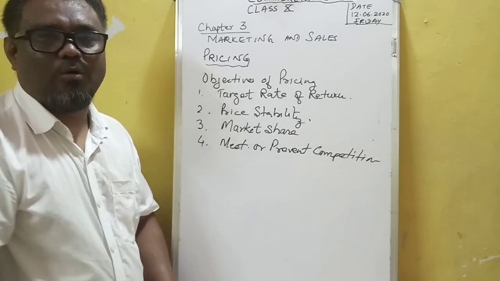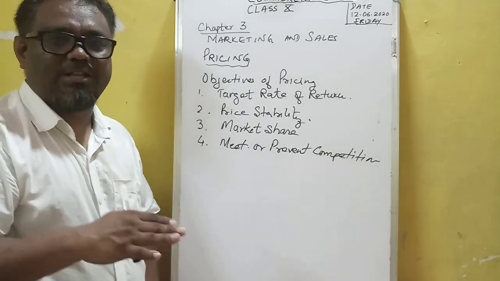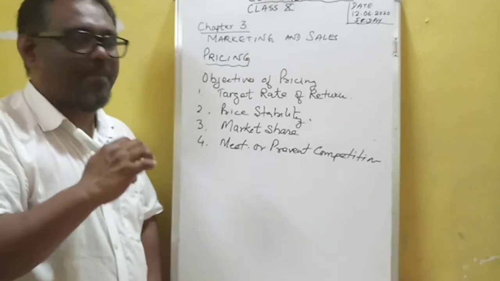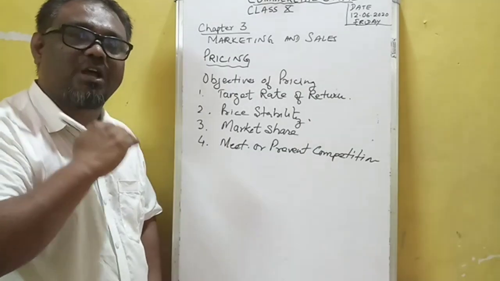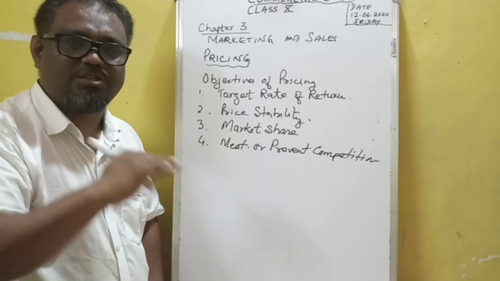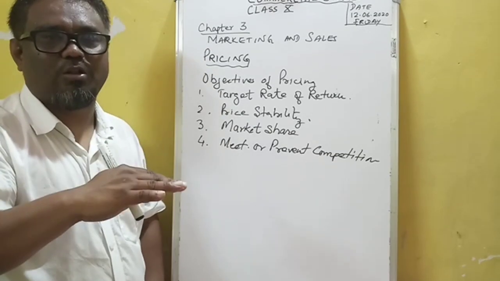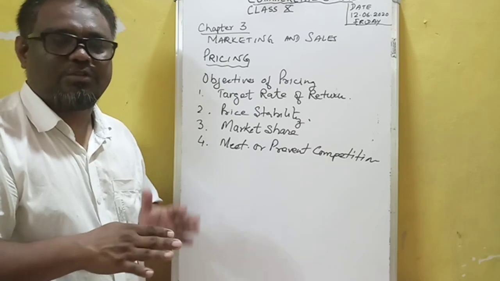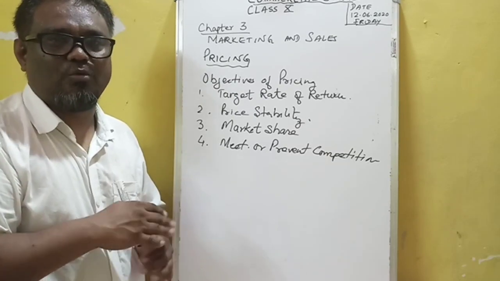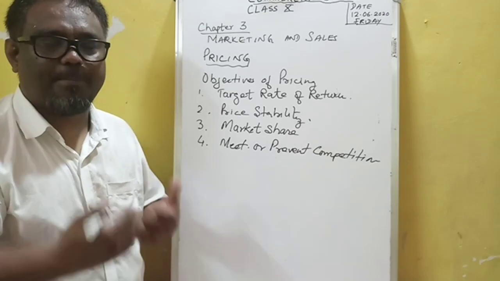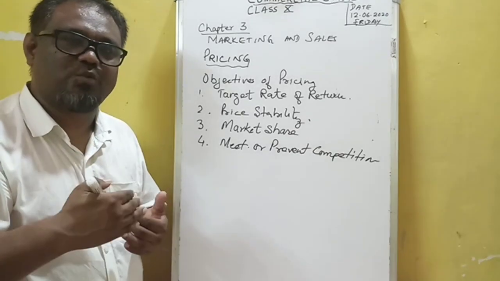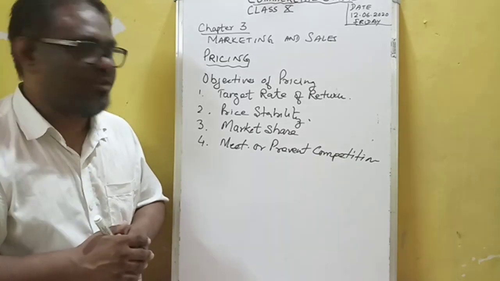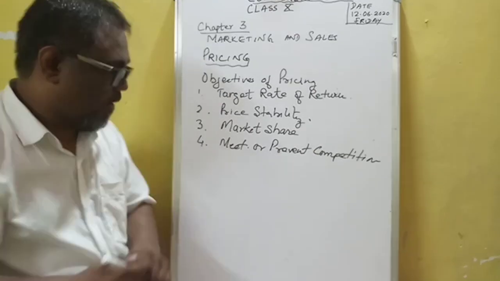So in order to combat this challenge, in order to capture the market or to meet the competition, he has to keep his price in such a way that no other producer can challenge his price. In order to meet the competition, the producer has to keep the price in such a way that he can really face the challenge of other competitors. So this is to meet the competition.